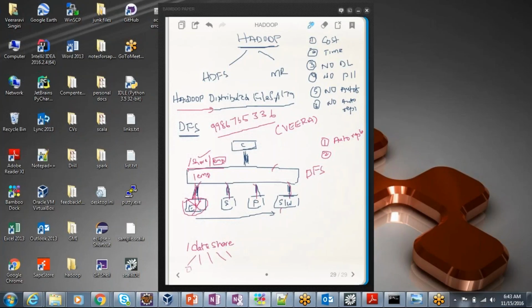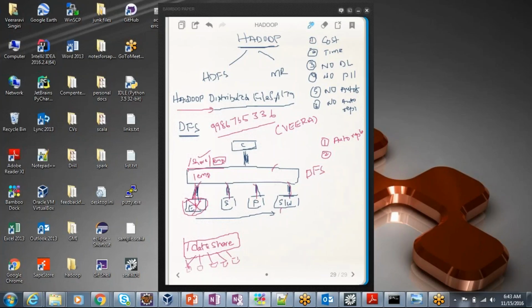If I want to access the data, I do not need to log into a specific machine. Suppose I want to get the data from my friend, I do not need to log in there. If I go to this layer, the data will be available and I can get it. That's a kind of shared drive.